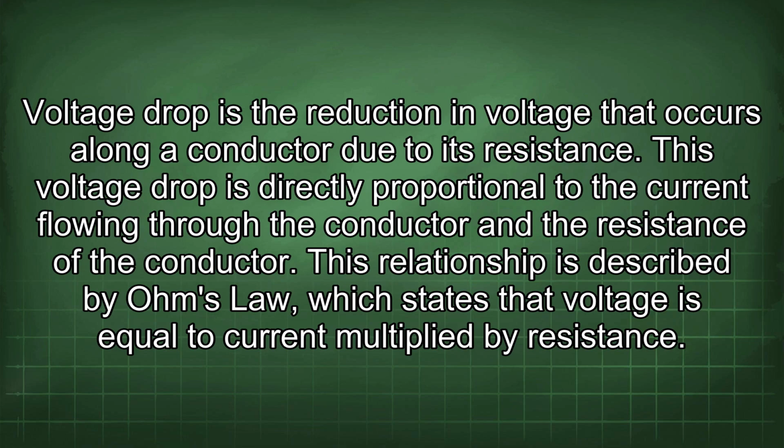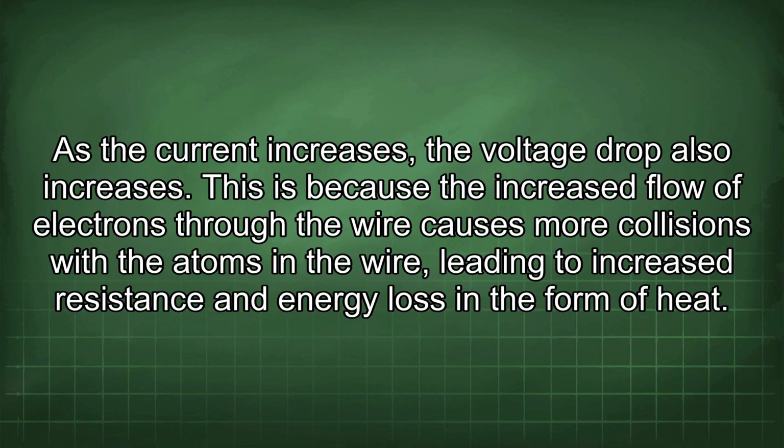This voltage drop is directly proportional to the current flowing through the conductor and the resistance of the conductor. This relationship is described by Ohm's law, which states that voltage is equal to current multiplied by resistance. As the current increases, the voltage drop also increases. This is because the increased flow of electrons through the wire causes more collisions with the atoms in the wire, leading to increased resistance and energy loss in the form of heat.